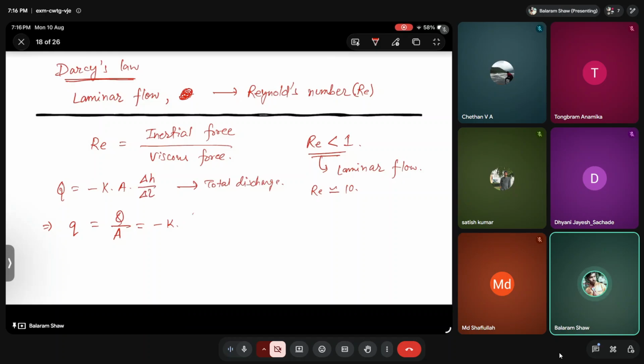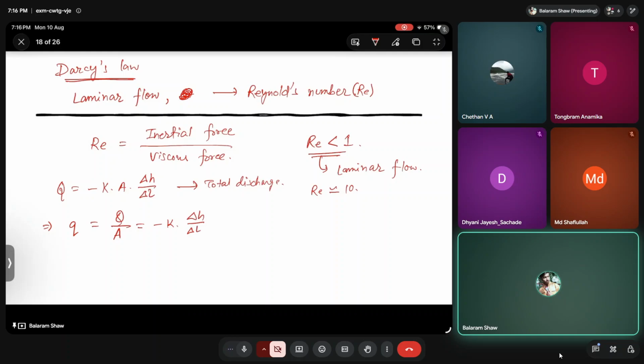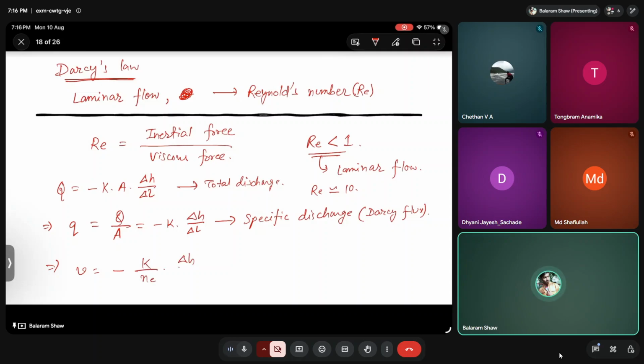Del H by del L. Okay, so this one is the specific discharge. You can also calculate the velocity. Velocity will be given as minus K by effective porosity into del H by del L.